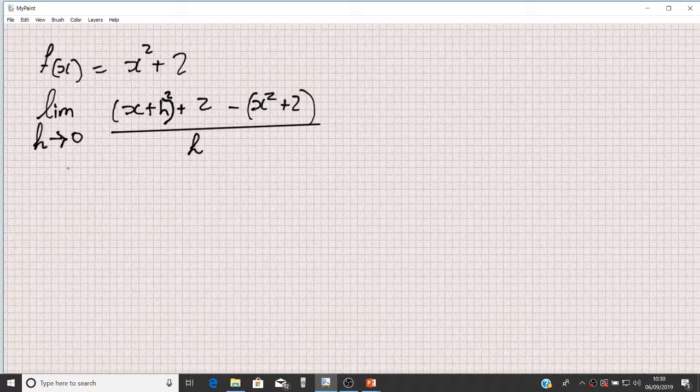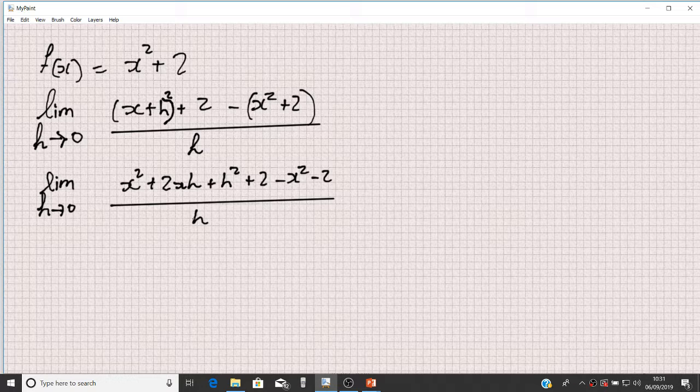So I'll expand the binomial, the limit as h approaches 0, and on the top we've got x squared plus 2xh plus h squared plus 2 minus x squared minus 2, all over h. And I can see certain cancellations again, so this x squared and negative x squared, the positive 2 and negative 2.